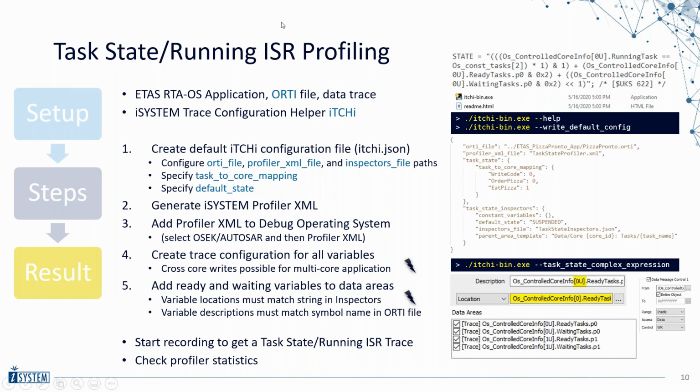Again, we need an ETAS application, obviously. We need an RT file. We need a data trace capability. And then we need a tool now called the iSystem Trace Configuration Helper. Why do we need that? Ideally, we would know what exactly is happening in those weird gaps in the trace. To do that, we can record the task state. The task state gives us the information about what a task is doing when there is a gap. Is it preempted? Is it waiting?